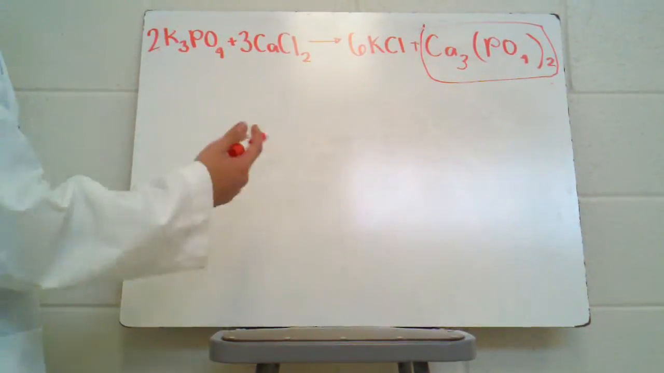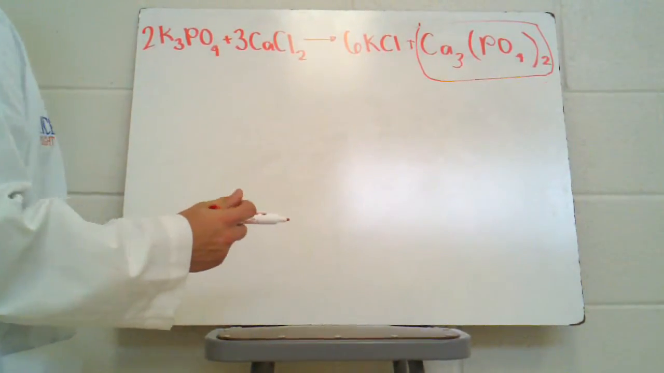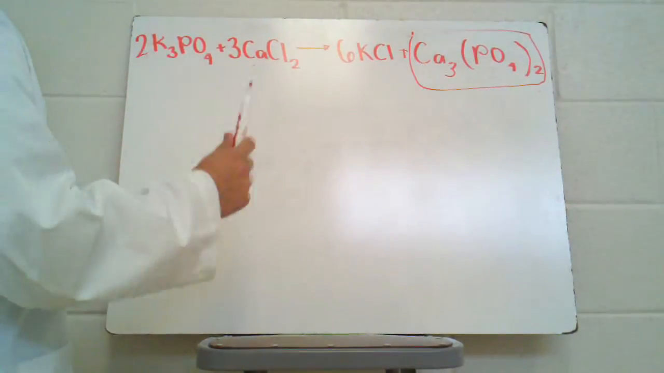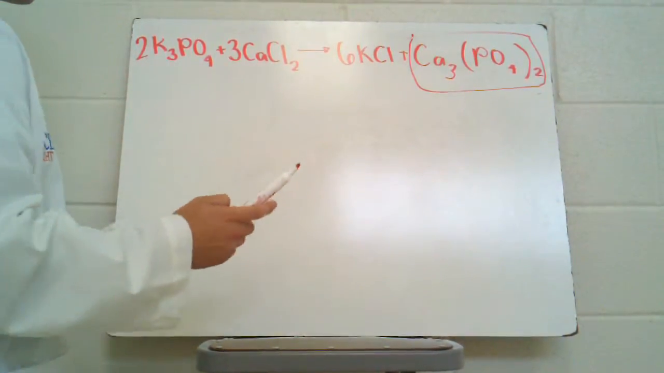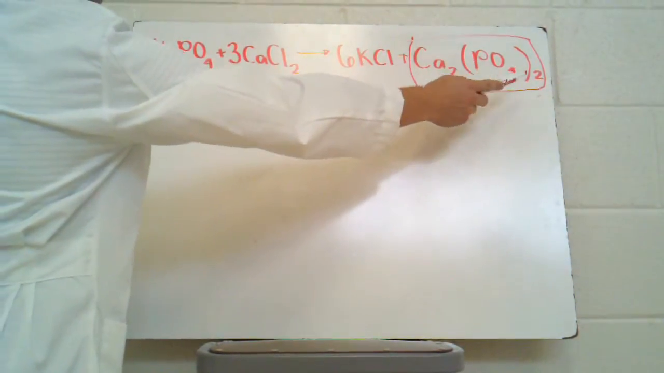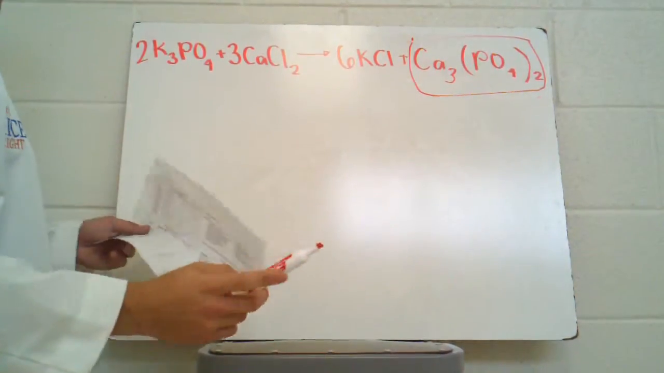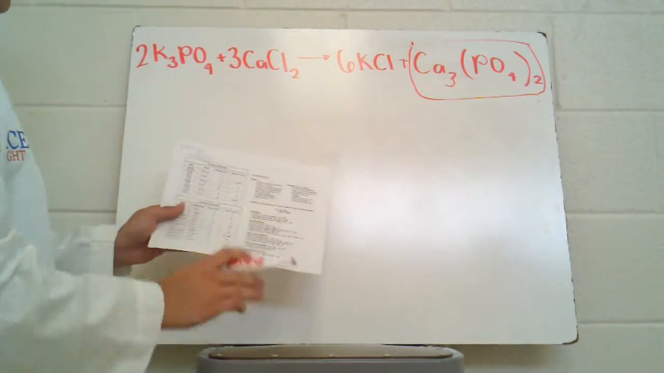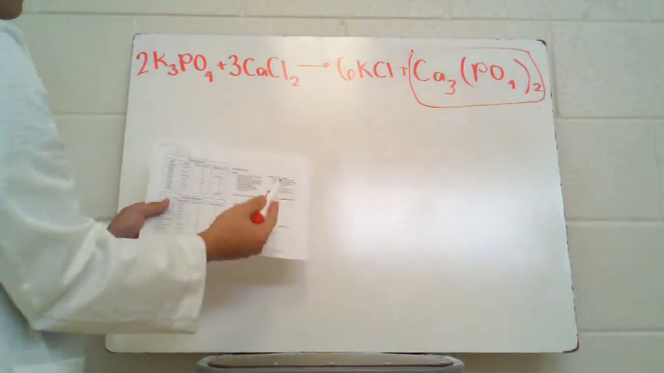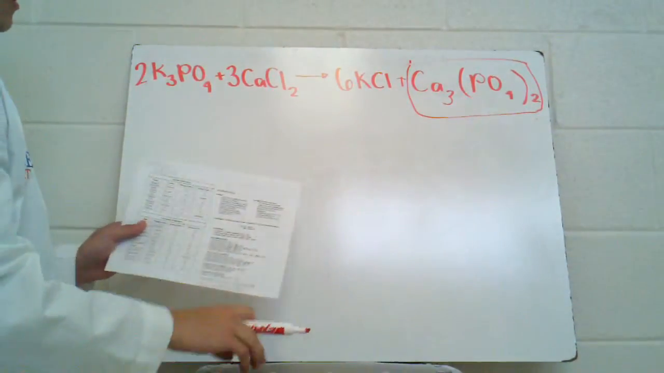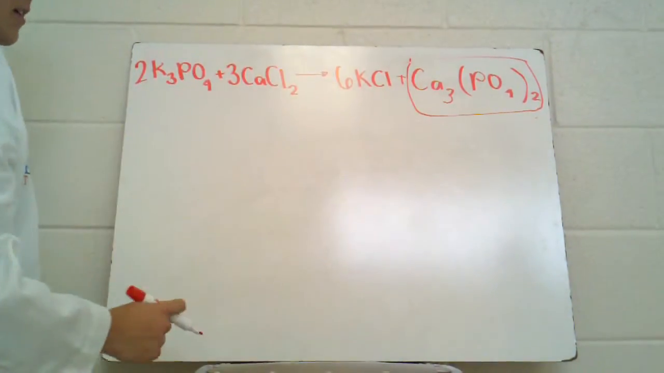Alright, now we are going to learn how to write an ionic equation. We've already figured out that the precipitate in this equation is Ca3PO4 because we looked at our sheet and followed the guidelines and found out that this is the insoluble portion of the solution.